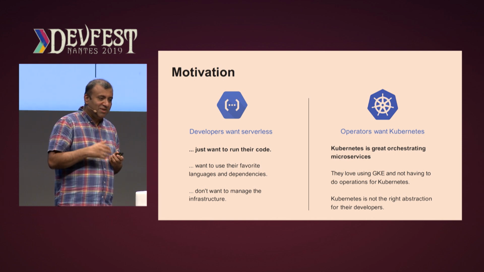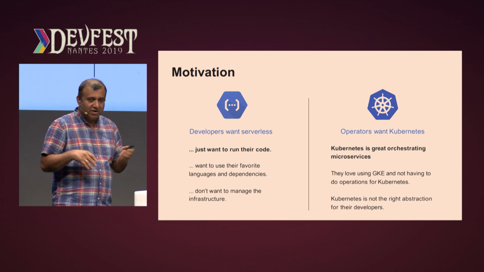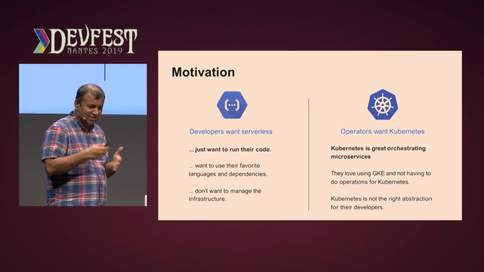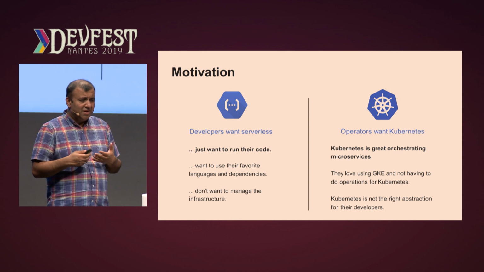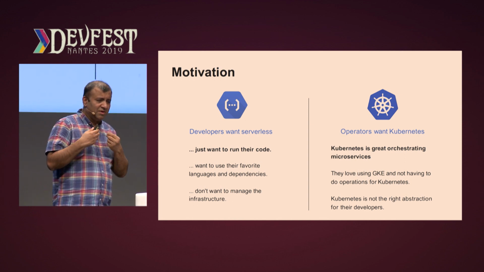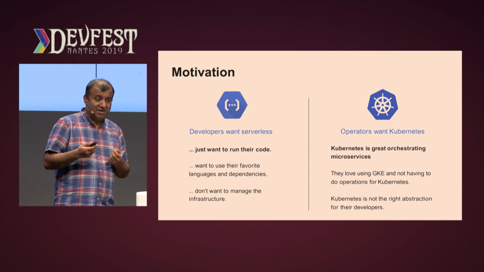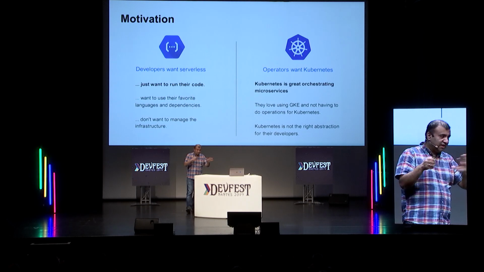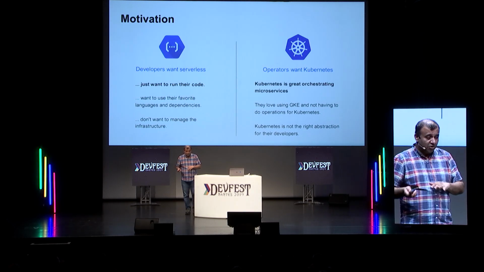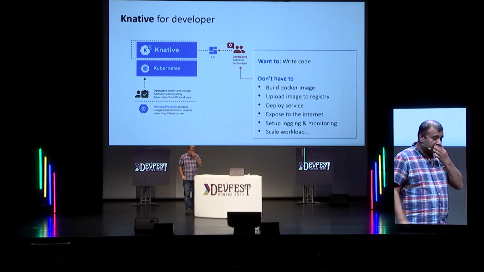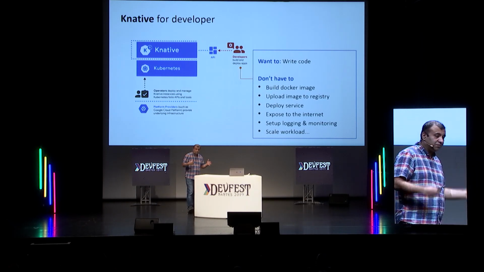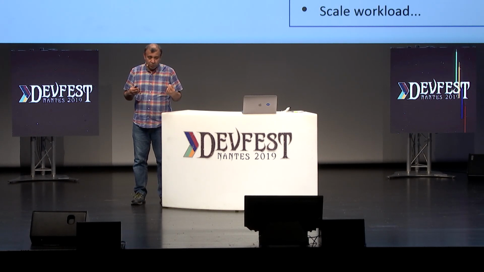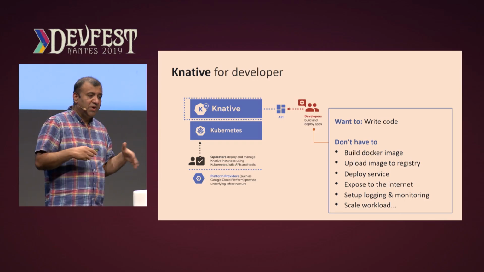They want to have something like Kubernetes, which is a great orchestration system, and they love using all sorts of Kubernetes, GKE, which is the Google version of Kubernetes. Kubernetes is obviously not the right abstraction for developers, but it's definitely the right abstraction for operators. So that's the two sides of the story, right? The developers and the operators. And for the developer, Knative gives you all the common components so you can write your own code. You don't have to worry about building the Docker image.